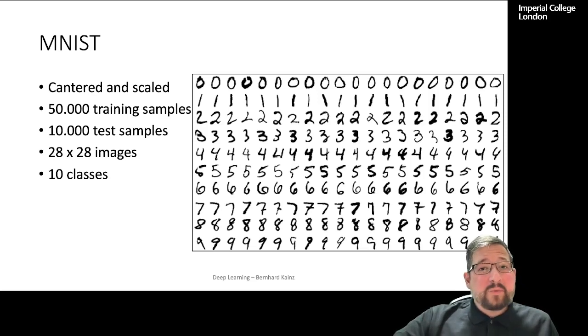Now you might wonder why there are exactly 10 classes in MNIST. Well, the answer is straightforward. There are 10 digits, 0 to 9, that we commonly use, right?